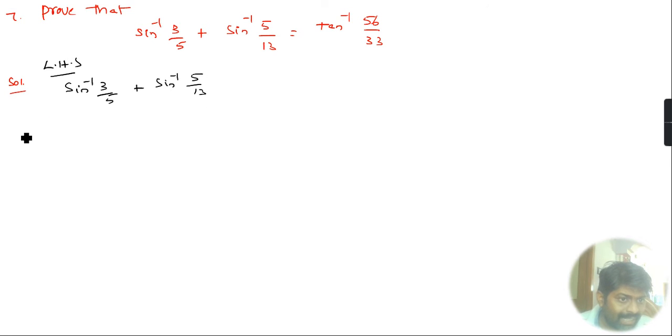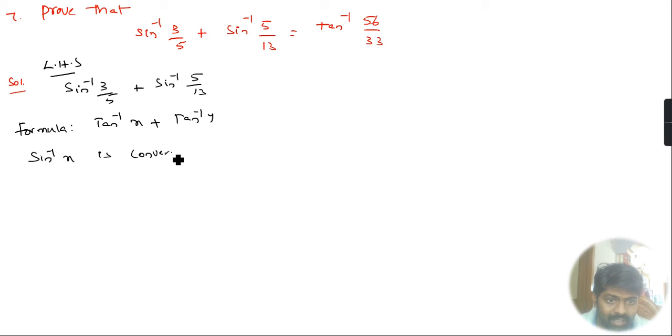What is the basic formula? We have tan inverse of x plus tan inverse of y. So the form is tan inverse x plus tan inverse y, but here it is given as sin inverse. So the sin inverse x is converted into tan inverse x. That is how we convert.